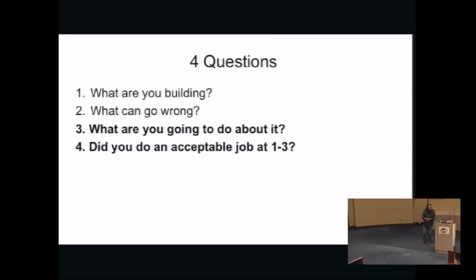So questions 3 and 4, what are you going to do about it and did you do a good job? Frankly, I don't have great Star Wars examples for those. What are you going to do about it? The right thing to do is file bugs, track what it is you learned, and go deal with it in the same way you deal with any other issue in the systems you're building. And did you do a good job? Do some QA, look through what you've done.